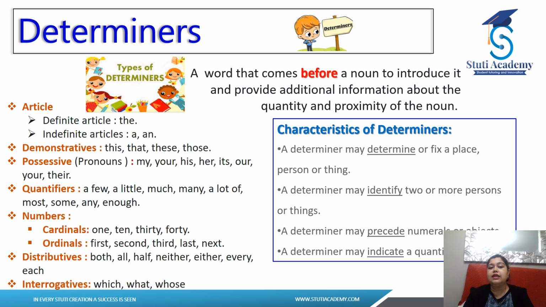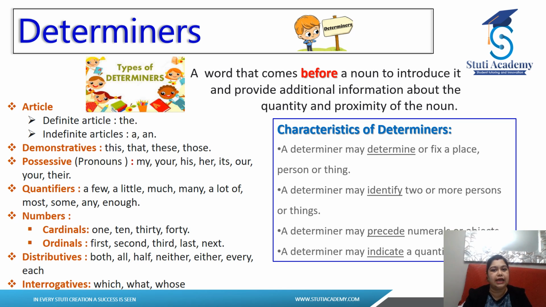Okay. Then we have the distributives. The distributive determiners will talk about distribution or division of a particular thing, which is like two parts or either of the parts or all of the parts. So it is basically talking about the distribution.